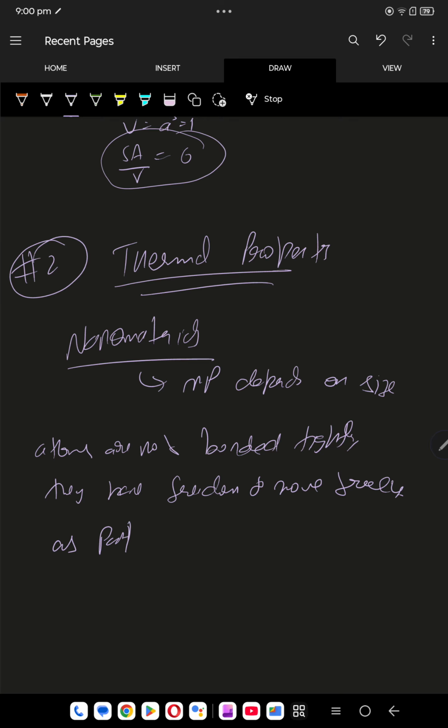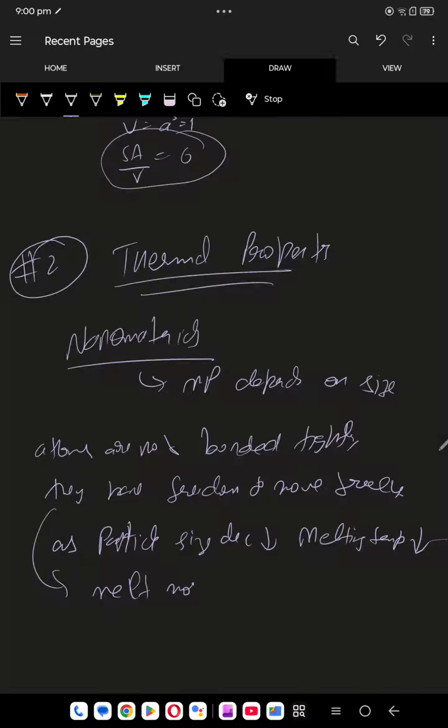as you see, I have underlined my notes, and I'm trying to make it in my own notes. As particle size decreases, the melting temperature decreases. So they can move freely, right? The atoms are not bound too tightly, so they can move freely. So nanomaterials melt more easily than bulk materials. So what did I say? In thermal property, the melting point depends.